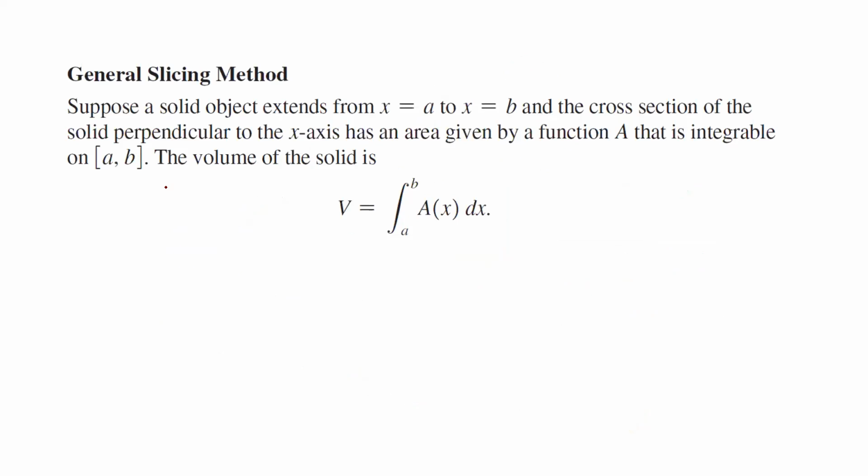Okay, so that's what we're calling the general slicing method. Suppose I have a solid object which extends from x equals a to x equals b, and the cross-section of the solid perpendicular to the x-axis has an area given by a function A that is integrable on the interval [a, b]. The volume of the solid is just the integral from a to b of A of x. So we see that integrating our cross-sectional area gives us the volume.